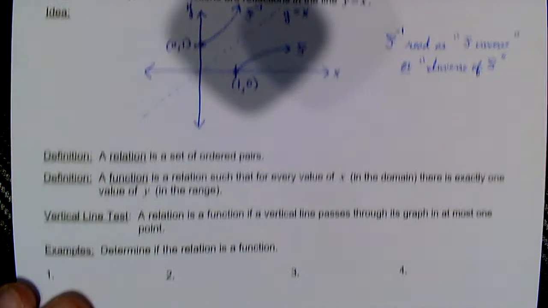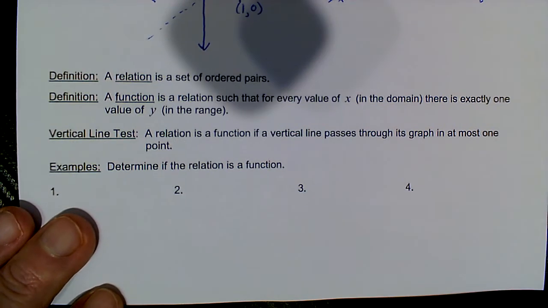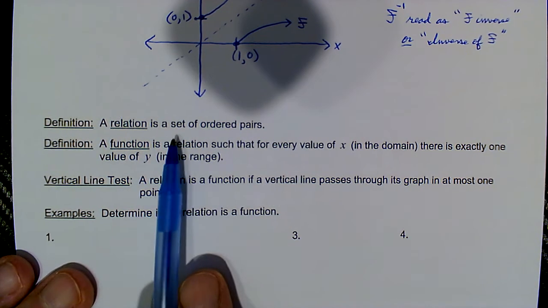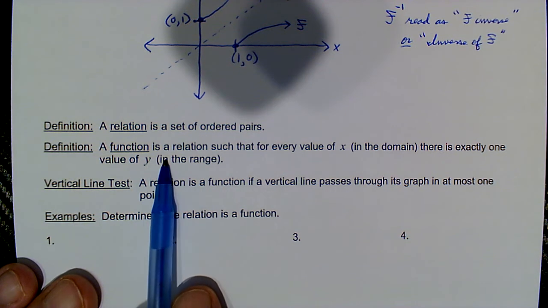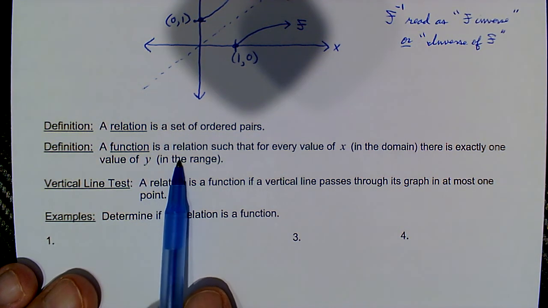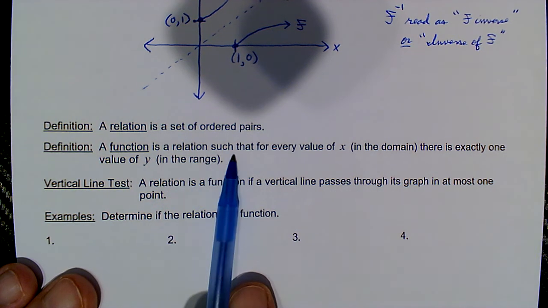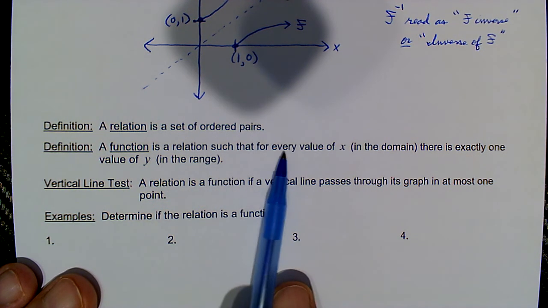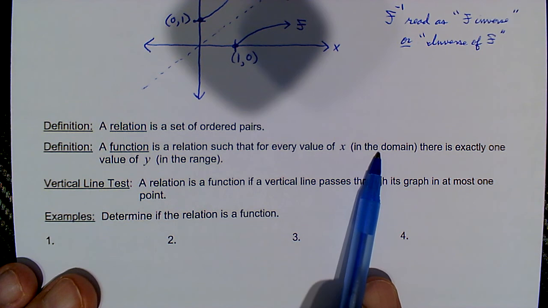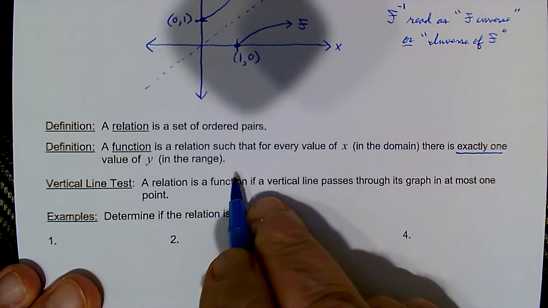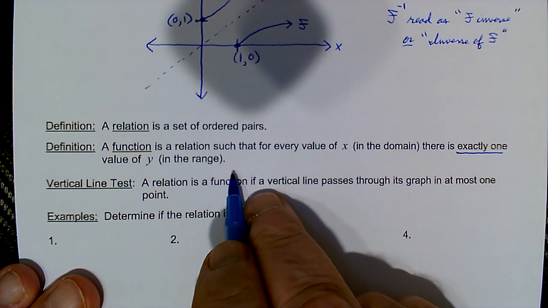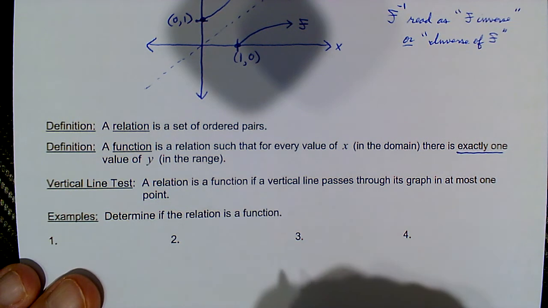Okay, and then we start with some other definitions. First off, a relation is any set of ordered pairs. And then you should recall this from like pre-calculus. And a function is a relation, so it's a set of any ordered pairs, but it has this restriction, such that for every value of x in the domain, there is exactly one value of y in the range, meaning there cannot be two y values for the same x value.